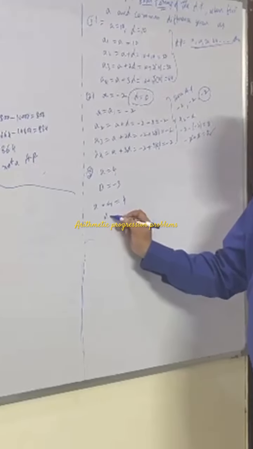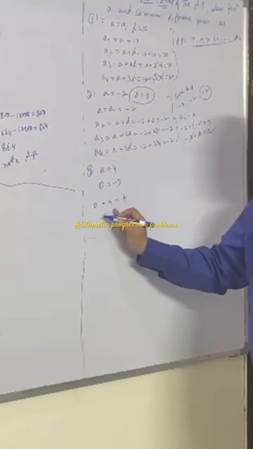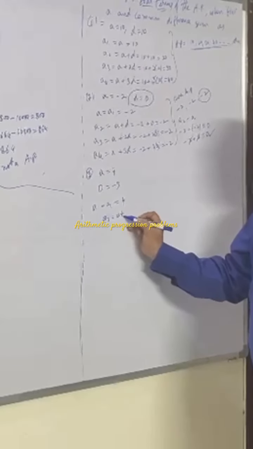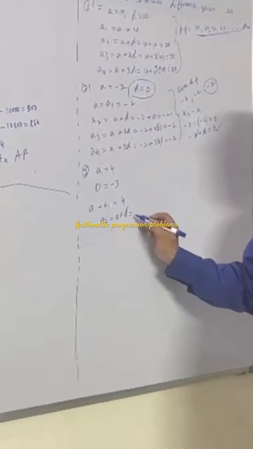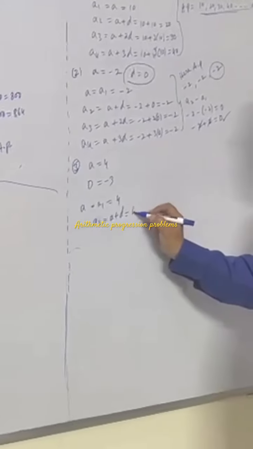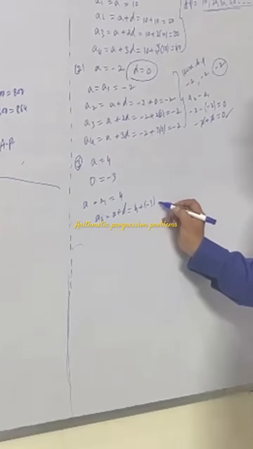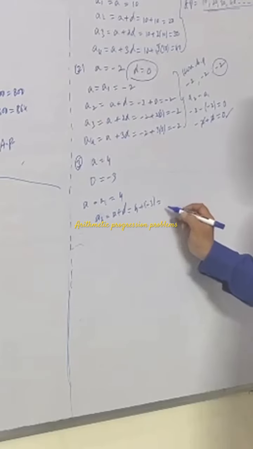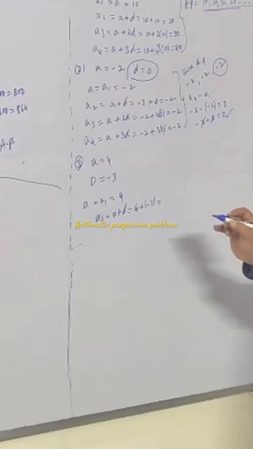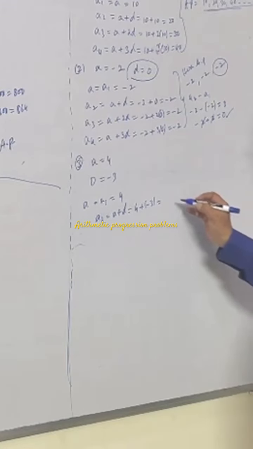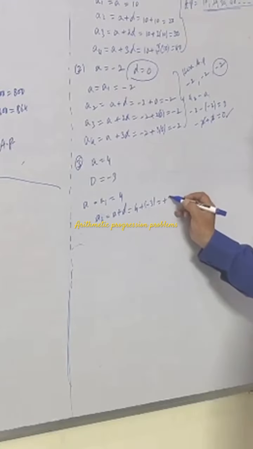Then A2 is equal to A plus D, which is equal to how much? 4 plus minus 3 is equal to how much? Is it minus 1 or positive 1? Positive 1. This is positive 1.